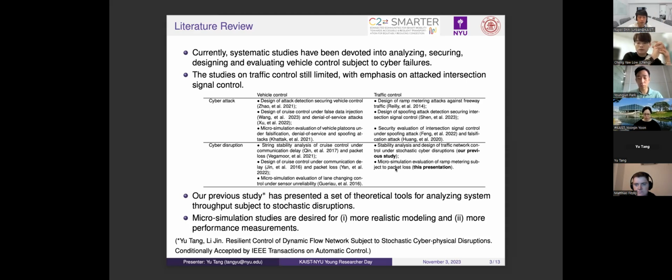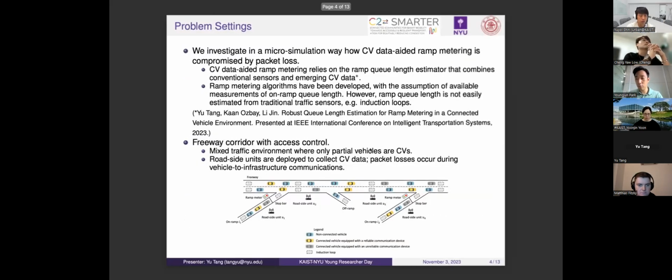So in this work, we investigate in a micro simulation way how CV data aided RAM metering is compromised by packet loss. Of course, there are many kinds of traffic control in intelligent transportation systems. So why do we consider the RAM metering? Actually, this work is a follow-up of our previous paper.